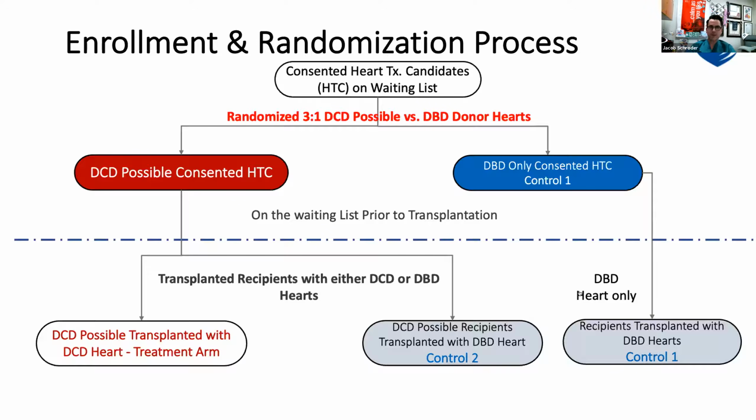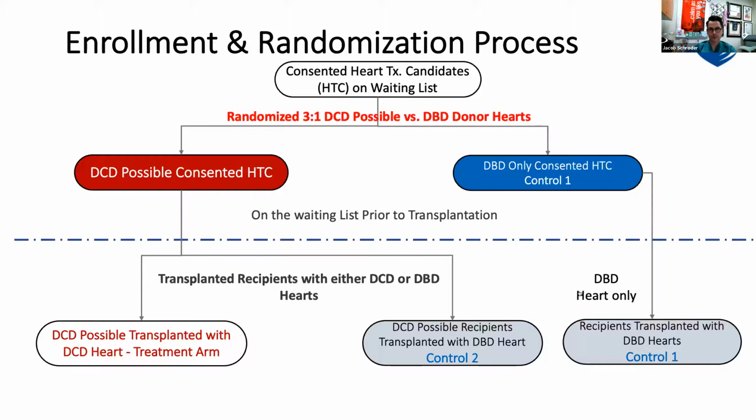So it was randomized 3-to-1 to the DCD possible arm because we assumed that the majority of the DCD possible arm would actually get standard of care transplants. Now, about 3 or 4 months into the trial, they actually changed it to 1-to-1 because what we've realized is there are a lot of really good DCD donors out there, and that we were doing a lot more DCD transplants in the trial than standard of care brain dead donors.